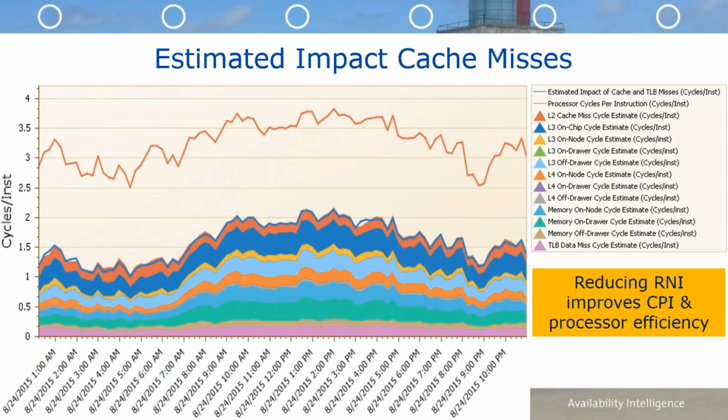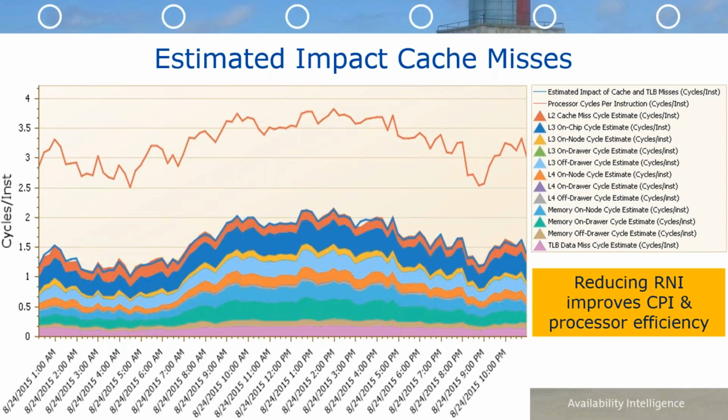Now, this RNI-driven component often represents about half of the overall CPI, which is the basis for the rule of thumb that a 10% reduction in RNI can be expected to result in a 5% reduction in CPU. If the waiting cycles in your environment are somewhat lower, then you can adjust that rule of thumb accordingly.